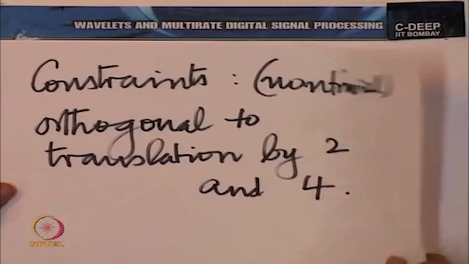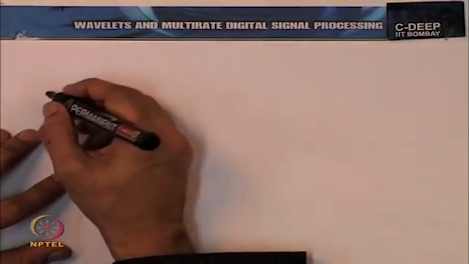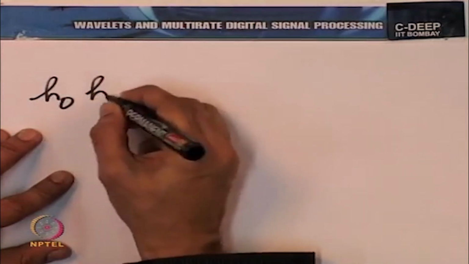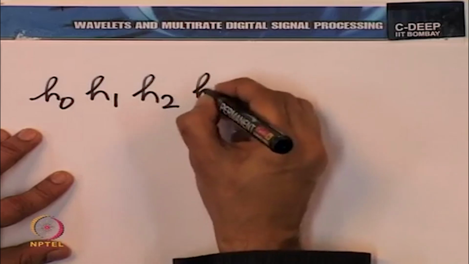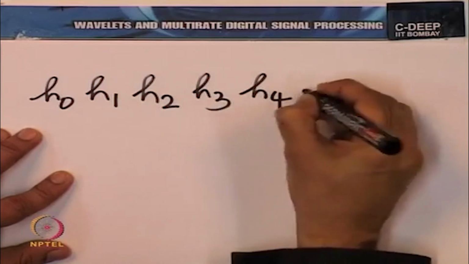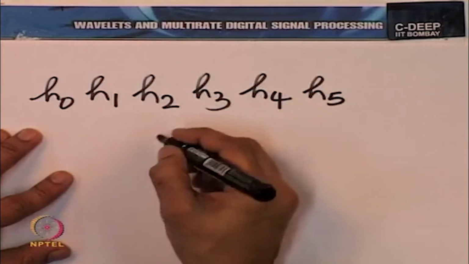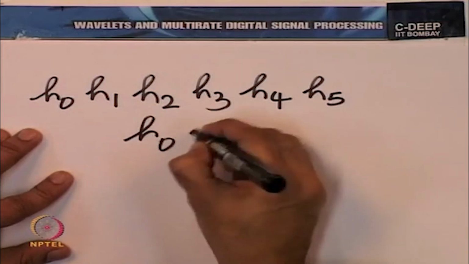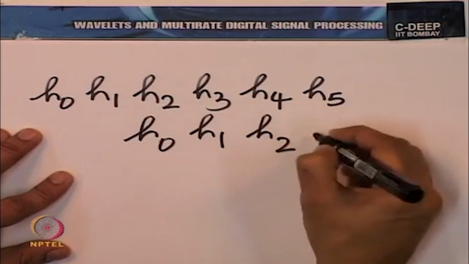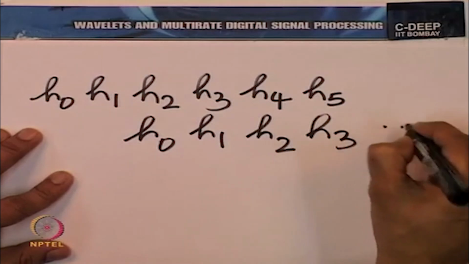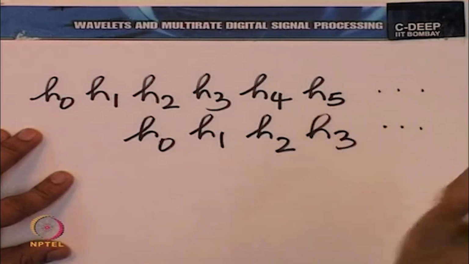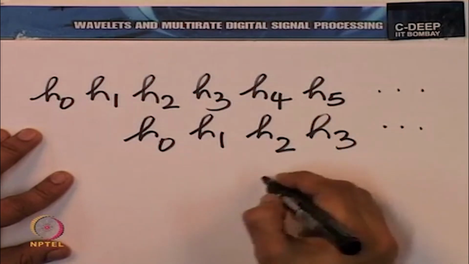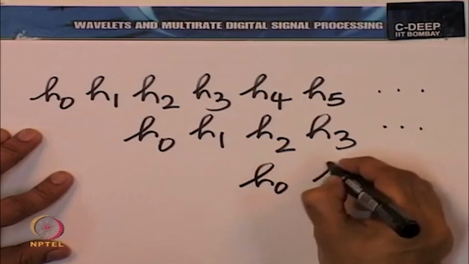In other words, let me put it down explicitly. You have H0, H1, H2, H3, H4, H5. Translation by 2 would mean this. The rest of them are 0, so we do not need to bother. Translation by 4 would mean this.